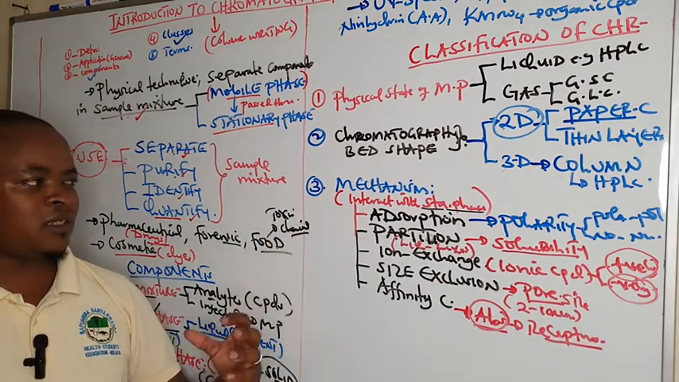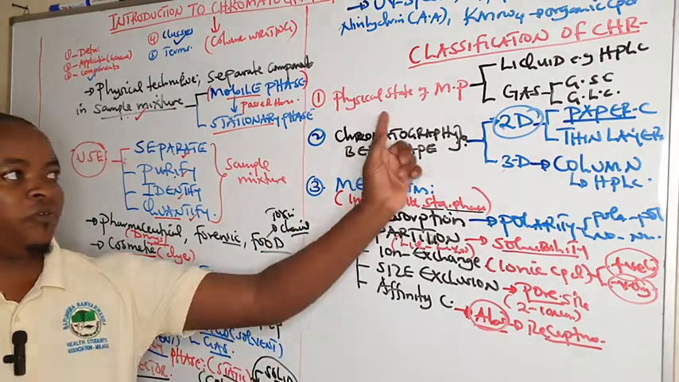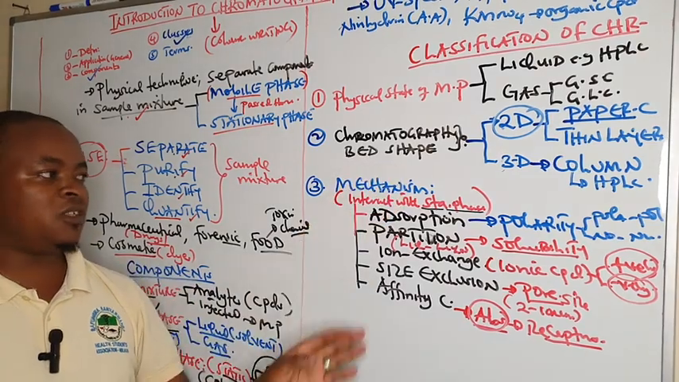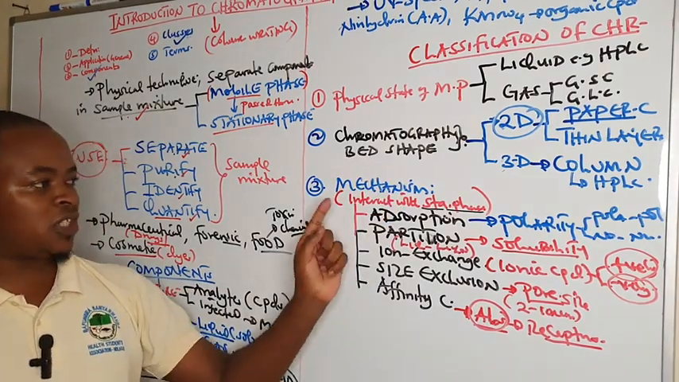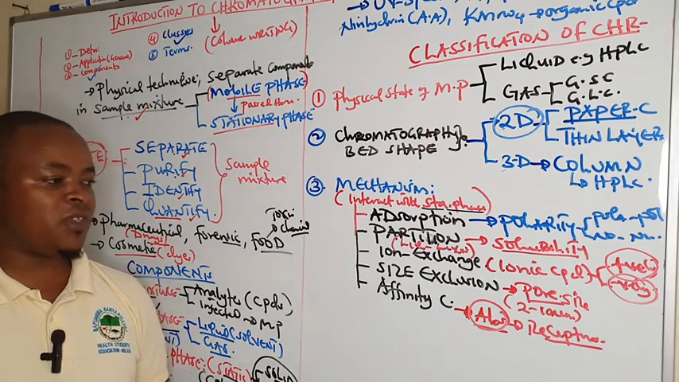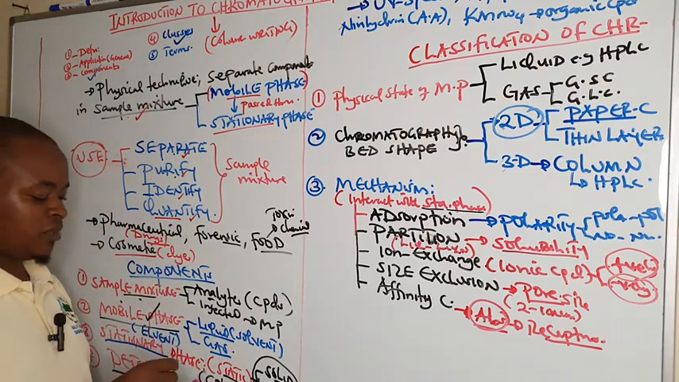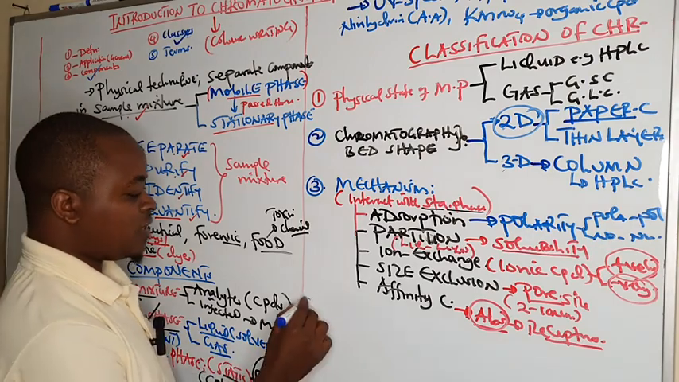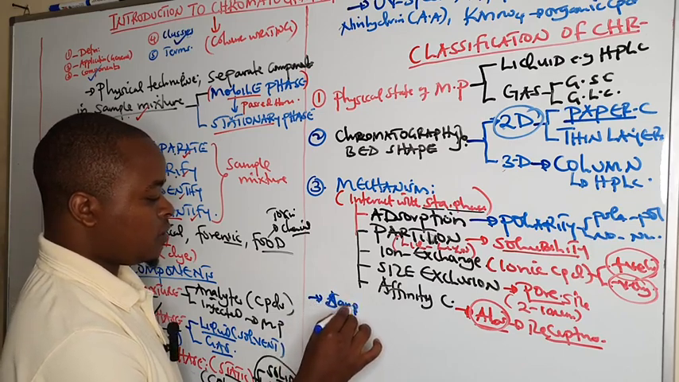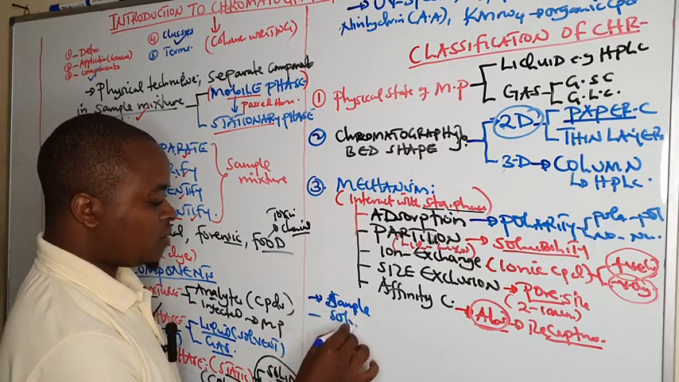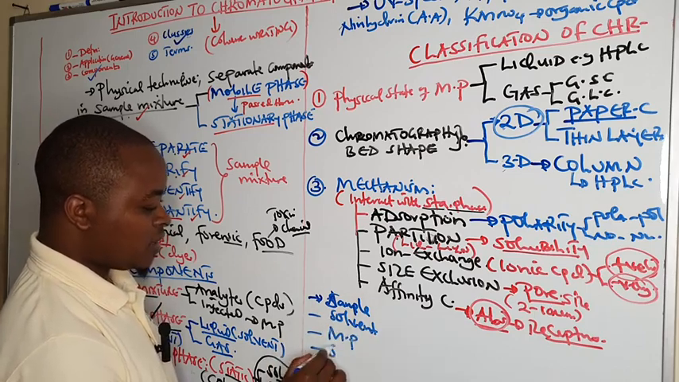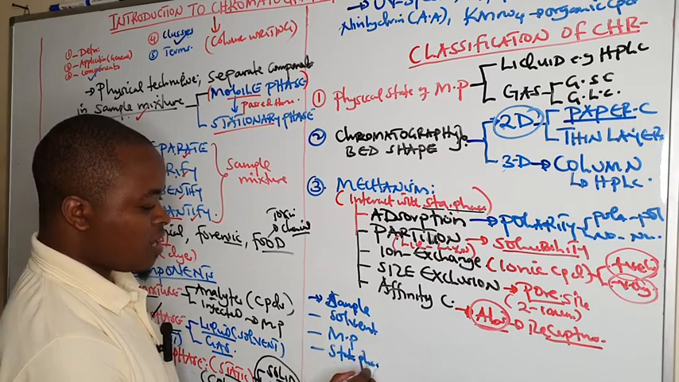So after understanding classification, basing on the physical nature of the mobile phase, basing on the chromatographic bed shape, and basing on the mechanism or the interaction of the solutes with the stationary phase, we are going to end by looking at some of the definitions or terms used in chromatography. And one of the terms is the sample mixture, the solvent, the mobile phase, which we have defined, and the stationary phase, which is already defined.